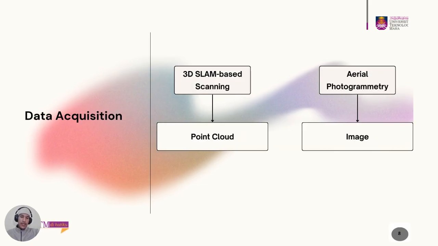The second phase is data acquisition. For data acquisition, two different methods were applied. The first method used a SLAM-based handheld 3D scanner to collect ground-based point cloud data. The second method used UAV photogrammetry to capture aerial images, which were later processed into a 3D point cloud model. Both datasets represent the same transmission line area, but from different acquisition perspectives.